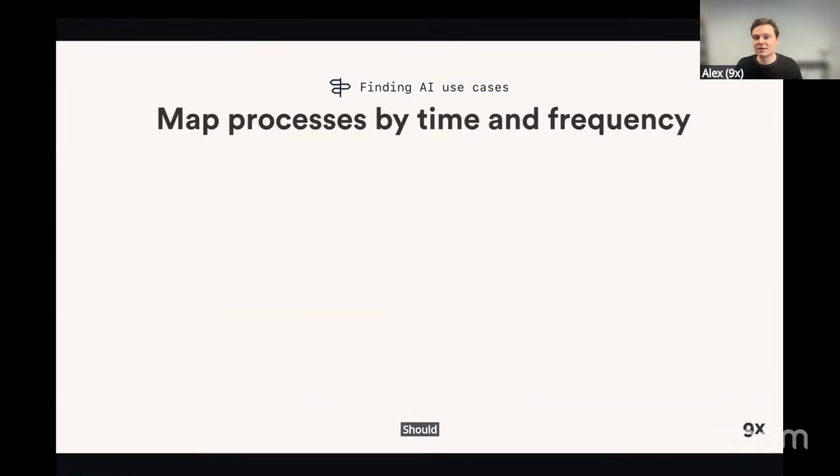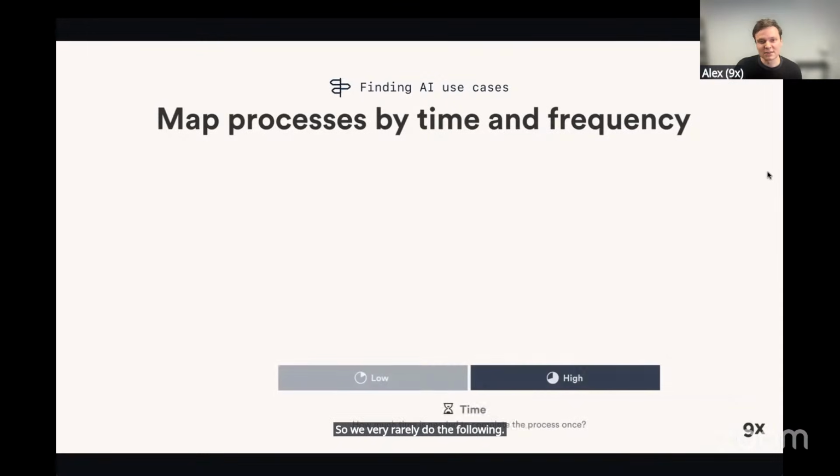Map processes by time and frequency. We are not consultants, so we very rarely do the following. So there's one of the very few 2x2 matrices you will see, but we really think this one's valuable. So you're going to take every single task or process that you have to do in order to run your business, to run your team, or to work. You're going to take every single one of these, and you're going to ask yourself the two following questions.